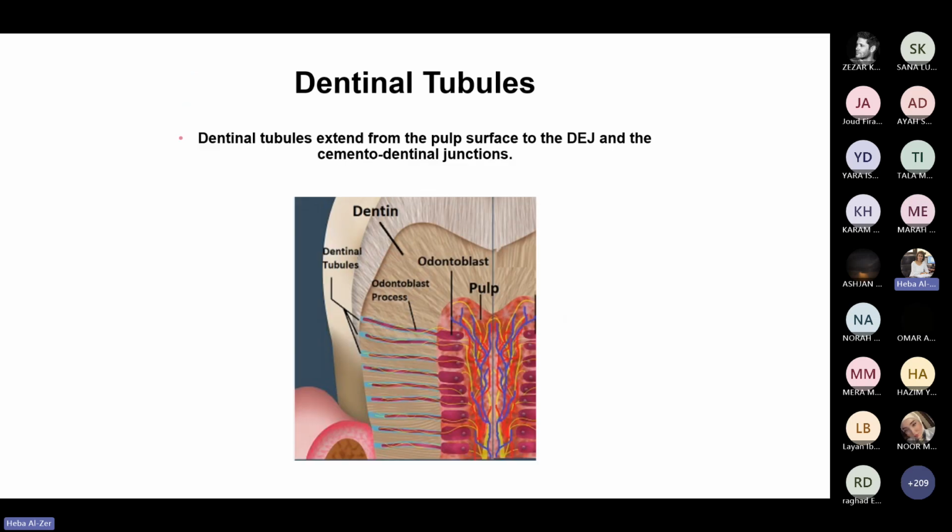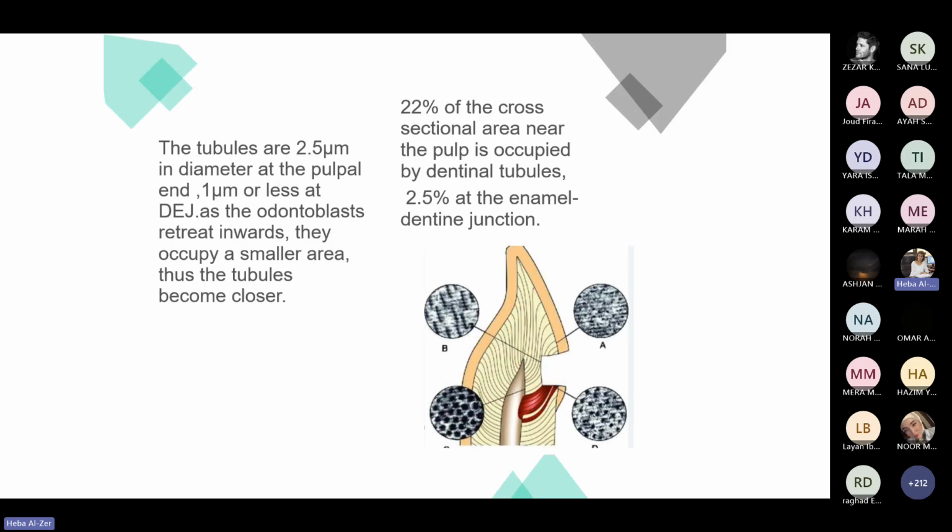If you remember this picture, the number of tubules near the pulp is much more than near the surface, because the surface area becomes smaller near the pulp. That's why in a cross-section near the pulp, the number of tubules is much more than if we take it under the dentino-enamel junction. And why the tubules are larger near the pulp will be explained also in a minute.